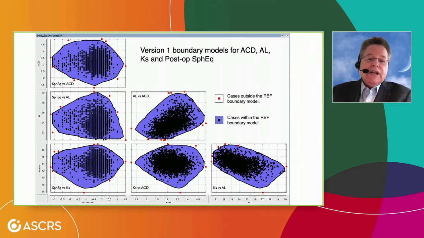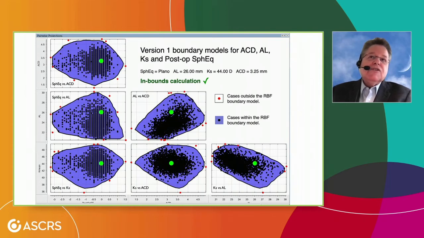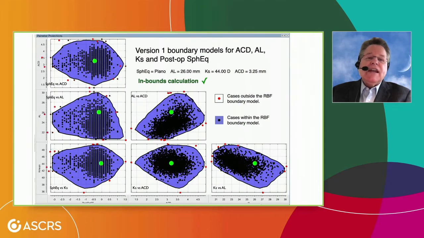This is version 1, and these are the 6 pairwise boundary models for 4 preoperative factors. And so, pretty normal eye, a little bit nearsighted. We want to have a plano spherical equivalent. Axial length is 26 millimeters. Some pretty normal Ks and a normal anterior chamber depth. You can see that each of these points are well within the confines of a boundary model, and that's an inbounds calculation. So when you use the RBF method and it says inbounds, this is really what it means. It says for the 6 pairwise boundary models, we have sufficient data to do the calculation at a 90% level.